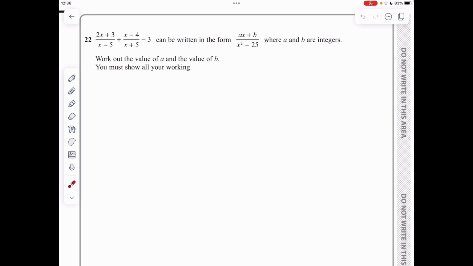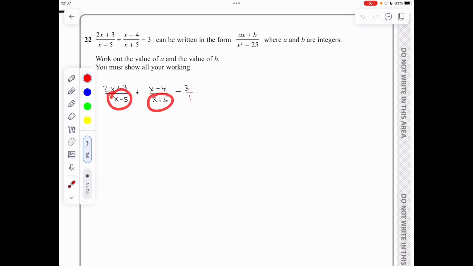In 22, we've got this expression here. It's a triple fraction, and we need to write it as a single fraction in the given form. So we start with 2x plus 3 over x minus 5 plus x minus 4 over x plus 5 minus 3. I will actually write 3 as 3 over 1, and therefore we will be looking for the LCM of the three denominators. These will obviously be x minus 5, x plus 5. So this will be the common denominator.